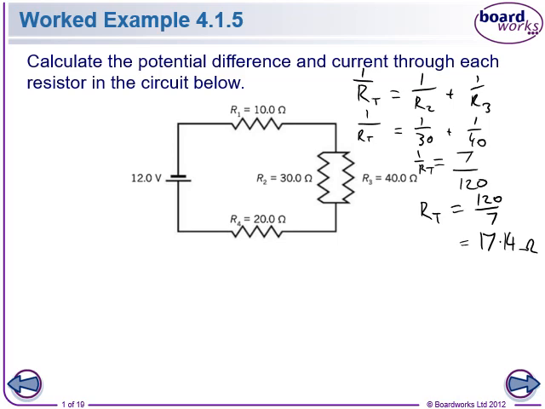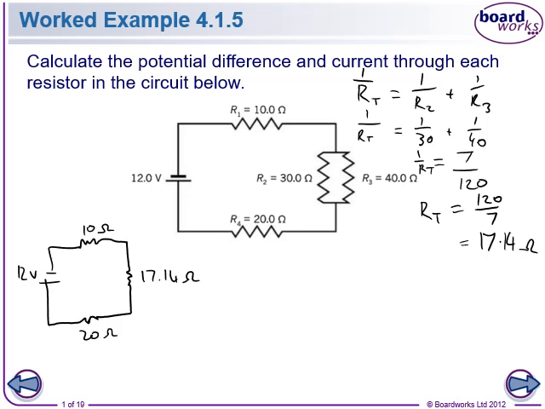So I probably don't need to do this, but let's just quickly draw up our circuit again. This time, we've got 12 volts there, 10 ohms up there, 17.14 there, and 20 down here. So now we have a serial circuit. We've replaced our two parallel resistors with a single resistor. Okay. So now we can work stuff out.